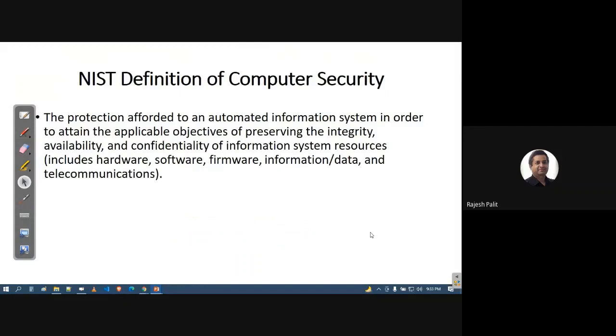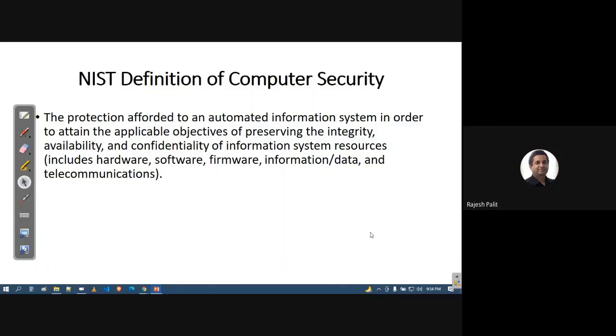So the formal definition of computer security, though actually it extends up to the network. You see, the definitions are a bit complex. The protection afforded to an automated information system, that means the computer, in order to attain the applicable objectives of preserving the integrity, availability, and confidentiality of information system resources. These three things: CIA. And that includes hardware, software, firmware, information or data, and telecommunication.